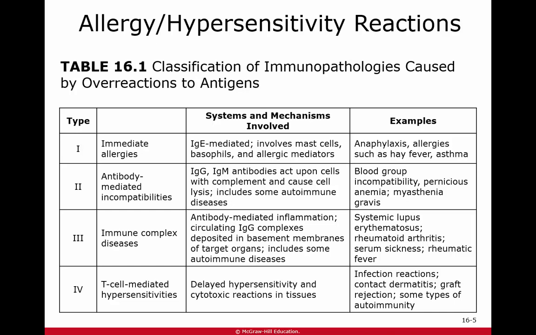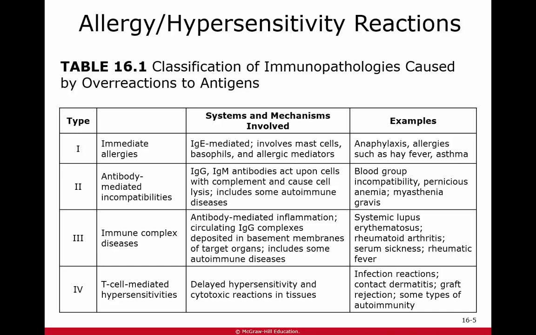Type 3 allergies are what we're going to call immune complex diseases, and this is where a lot of times we see some of those autoimmune diseases pop in. They talk about lupus, rheumatoid arthritis, rheumatic fever, serum sickness, those types of things. And then type 4 are specifically the T cell mediated hypersensitivities. We'll look at some of these a little bit later on, like graft tissue rejection, contact dermatitis, a little bit of autoimmunity kind of mixed in.